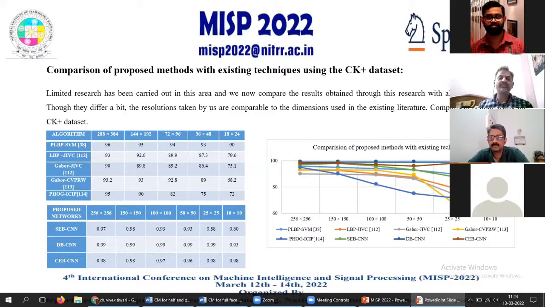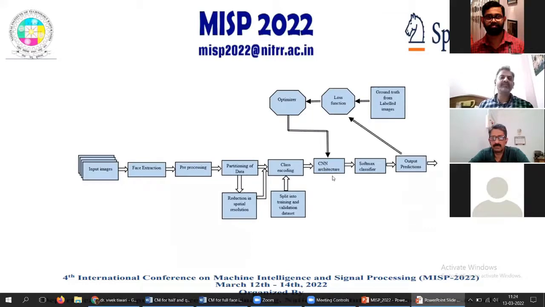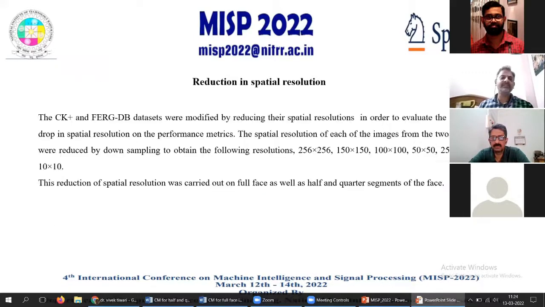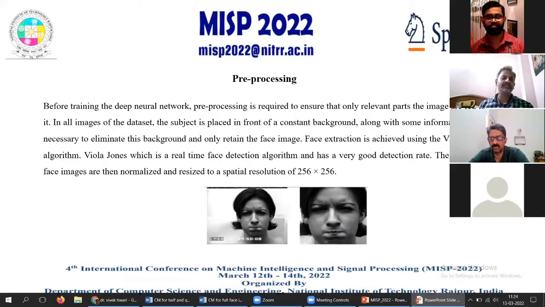I have just one query. You have used the Viola-Jones algorithm to identify the faces. So the datasets you have shown already contain faces. So what is the use of the Viola-Jones algorithm to find the faces inside the faces? Yes, there may be some outliers or some background, but the datasets already have faces only.